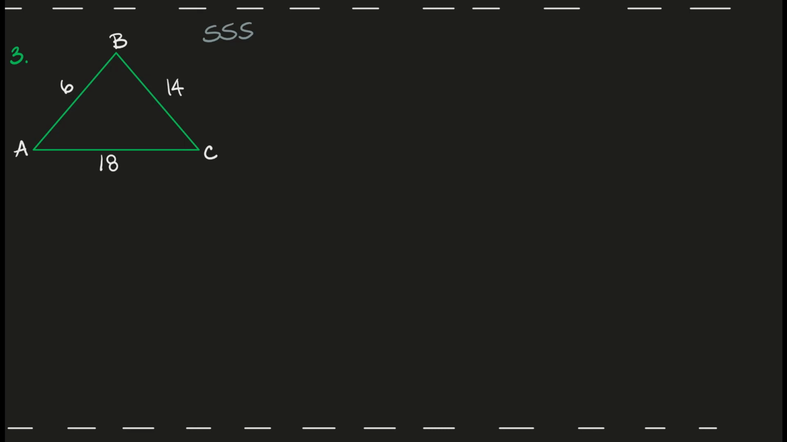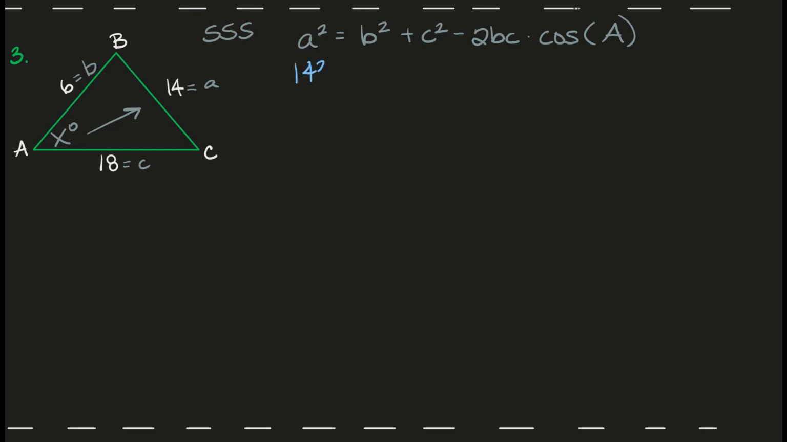So let's write out our law of cosines. That is a squared equals b squared plus c squared minus 2bc times the cosine of angle A. So here I'm going to call angle A x, and then across from angle A will be leg A. And then for B and C, I like to call the smaller number 6, I like to call that B, and then the larger number 18, I like to call that C. It doesn't really matter as addition and multiplication are commutative.